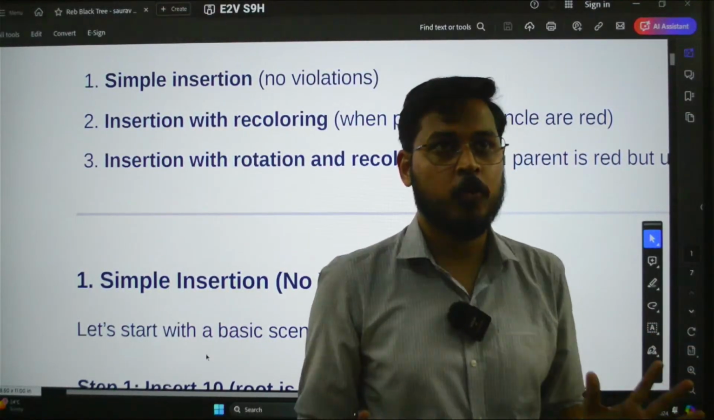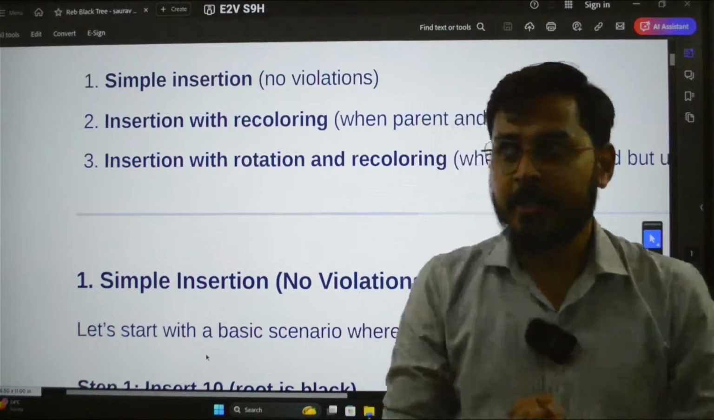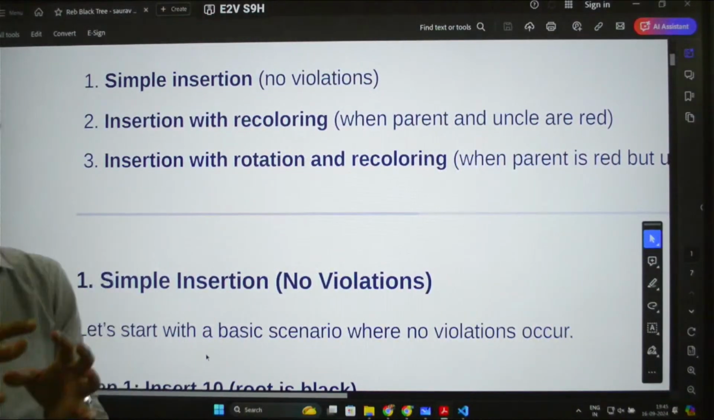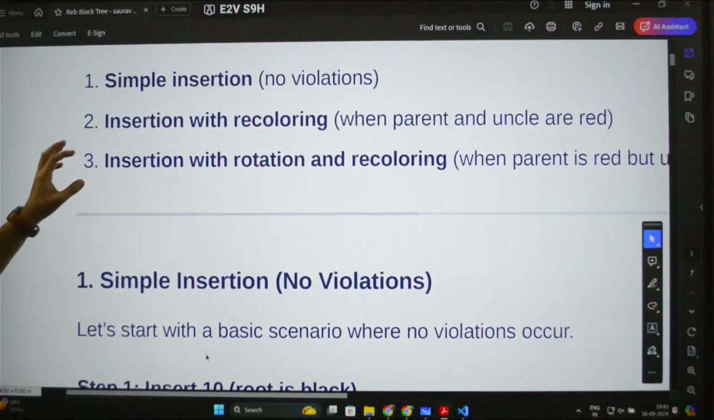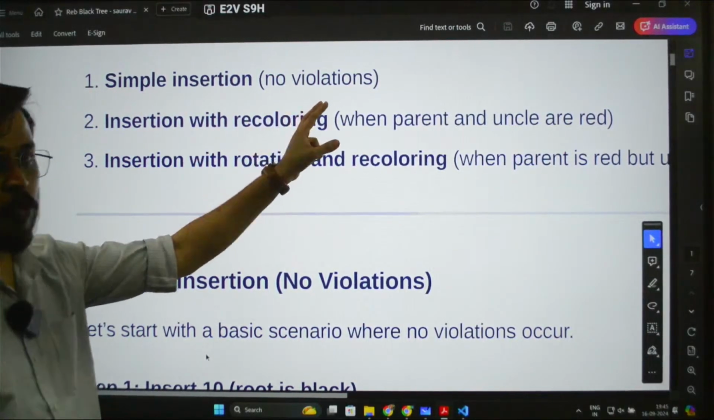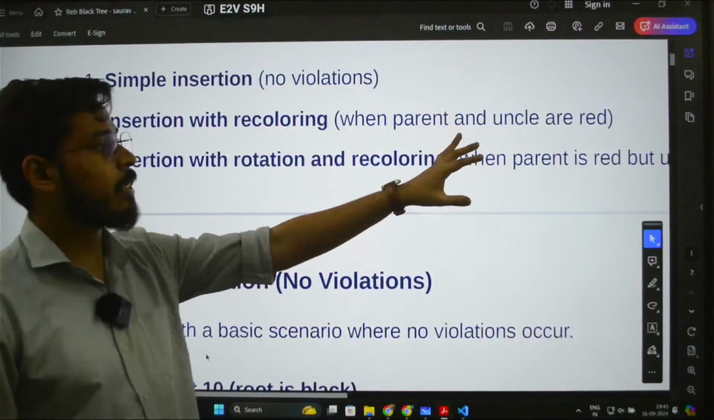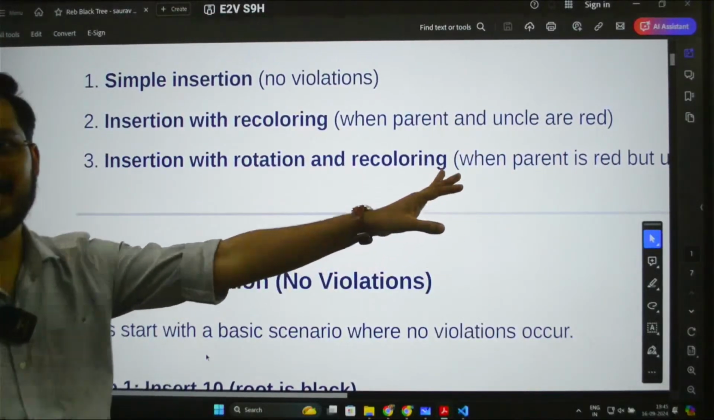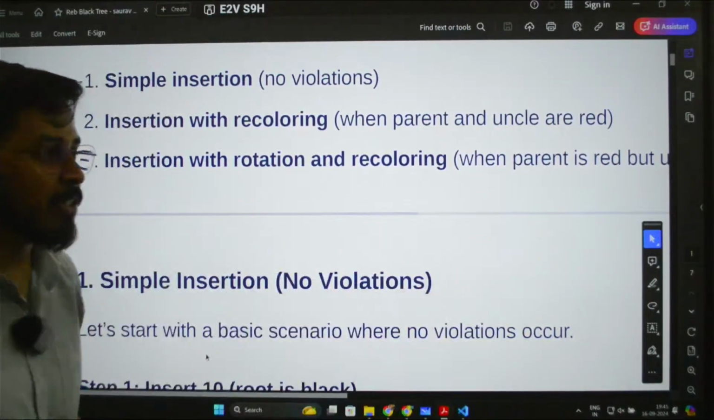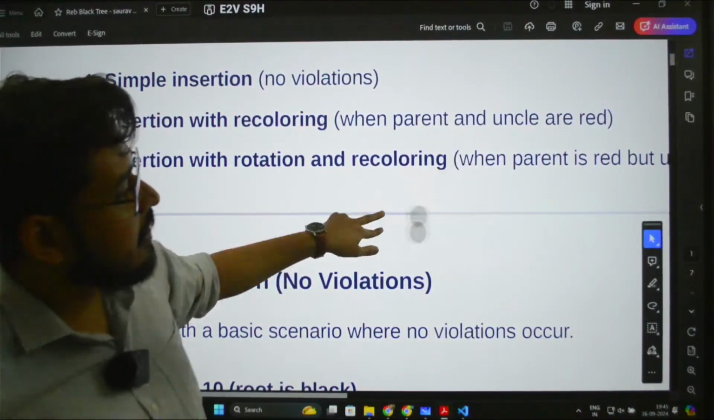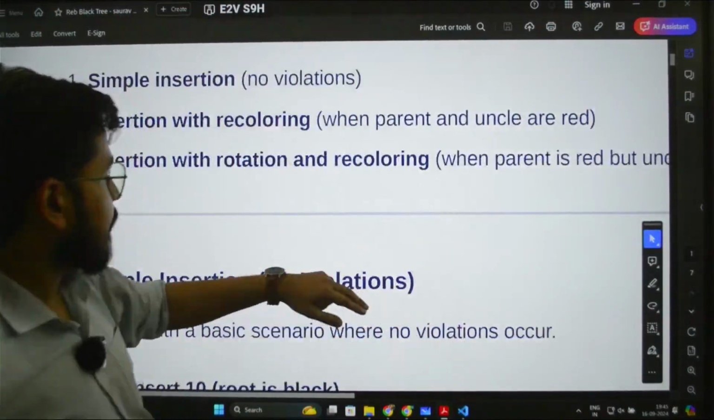Alright guys. So here you see we have this PDF, which I will put the link of in the description for you guys. Simple insertion where we have no violations. Insertion with recoloring when parent and uncle are red. Here we are talking about uncle and relationships between the nodes. Insertion with rotation and recoloring when the parent is red but uncle is black. Okay, let us talk about it.